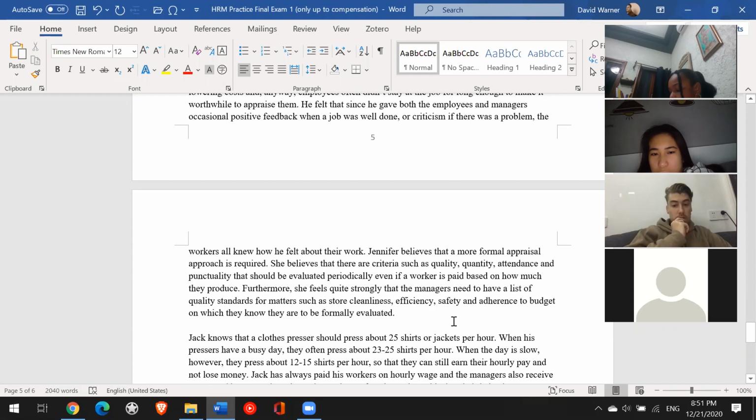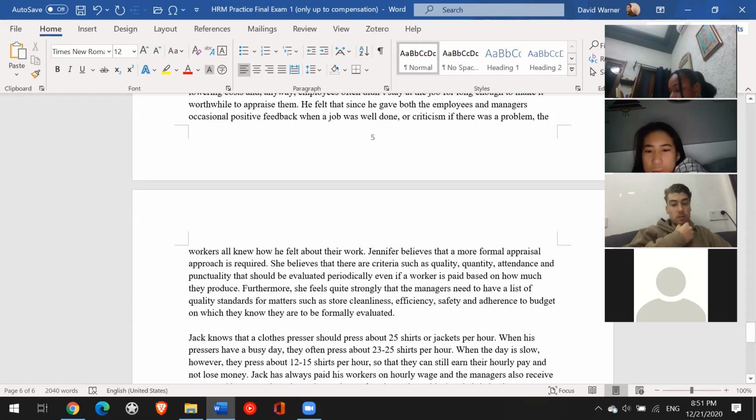She believes that there are criteria such as quality, quantity, attendance, and punctuality that should be evaluated periodically, even if a worker is paid based on how much they produce. Furthermore, she feels quite strongly that the managers need to have a list of quality standards for matters such as store cleanliness, efficiency, safety, and adherence to budget on which they know they are to be formally evaluated.